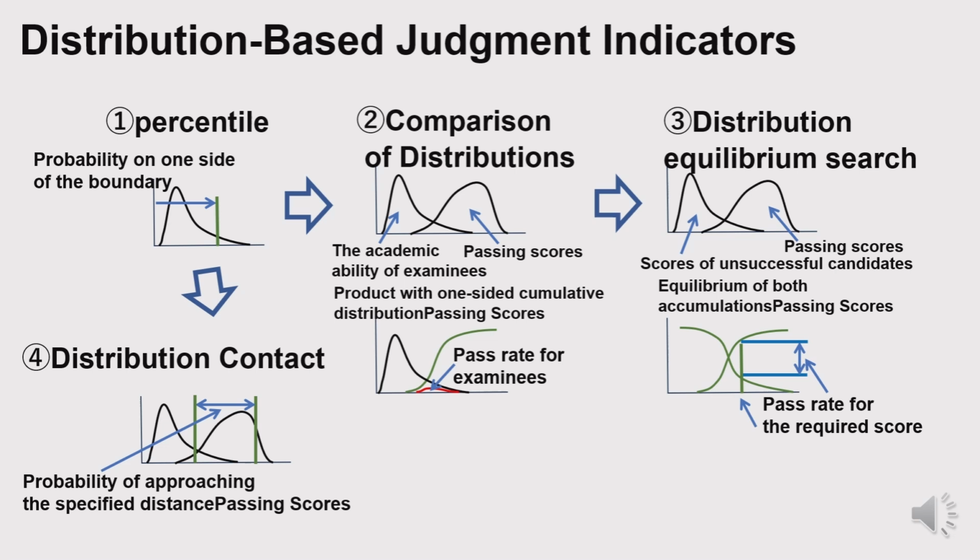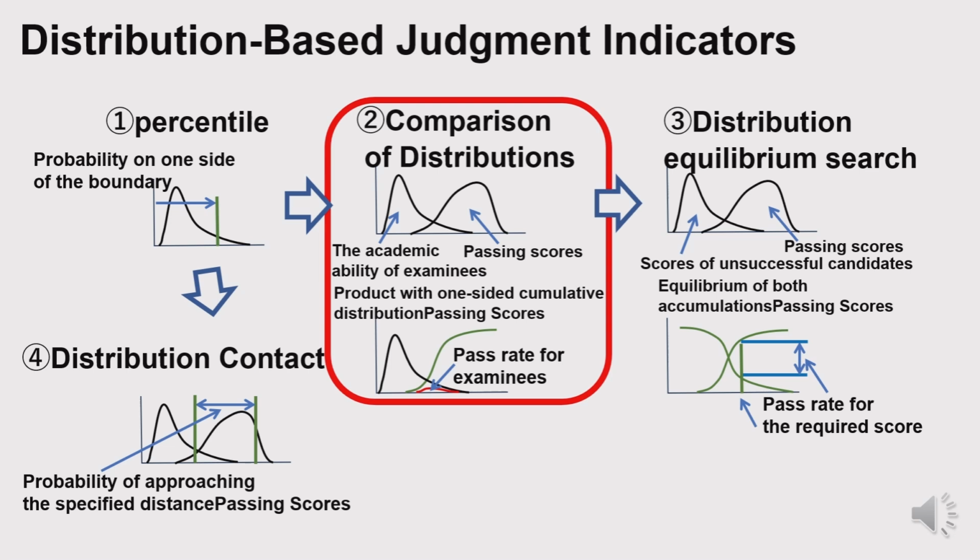Percentiles give probabilities by measuring the area above or below a certain threshold. The second method extends this idea. Instead of fixing a threshold, we compare two distributions probabilistically. For example, the left distribution equals test scores of a general group ability distribution, the right distribution equals scores of people accepted to a specific university target distribution. By computing the cumulative distribution of the target scores and multiplying it with the ability distribution for each score, the resulting area represents the acceptance rate. This gives the probability that the left distribution exceeds the right.